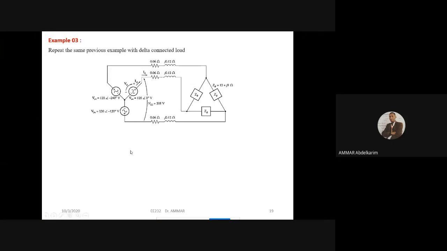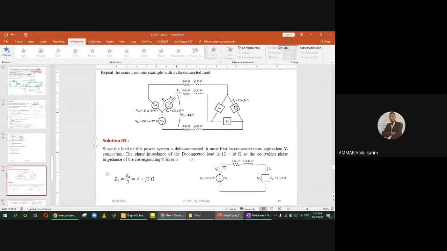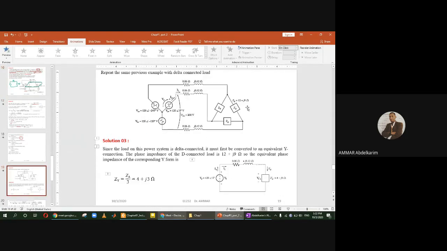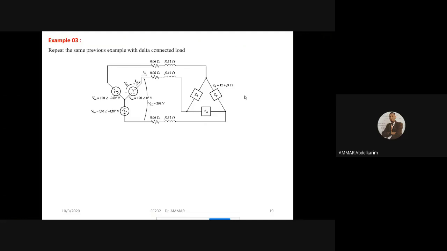So example number 3 repeats the same previous example with a delta connected load. We can see that this one was a Y connected load, so the load per phase is 12 plus j9. Here, with the delta connected load, we conserve the same load per phase.